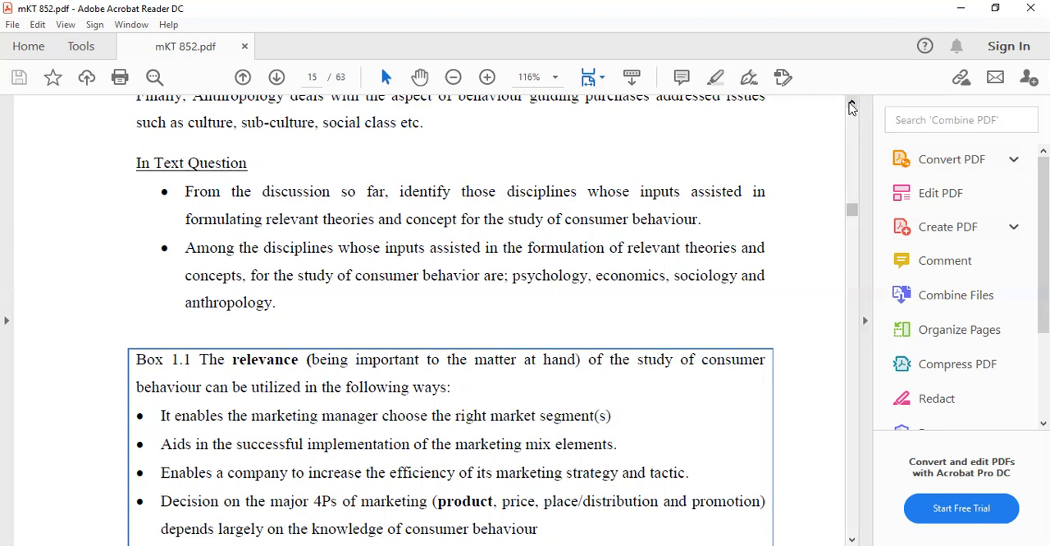Consumer behavior also leads to successful implementation of marketing mix elements. And this is obvious. If you look at the popular 4 P's of marketing, we talk about something like products. How can consumer behavior help you to design the product that will be suitable to the audience, to the consumer, to the customer?